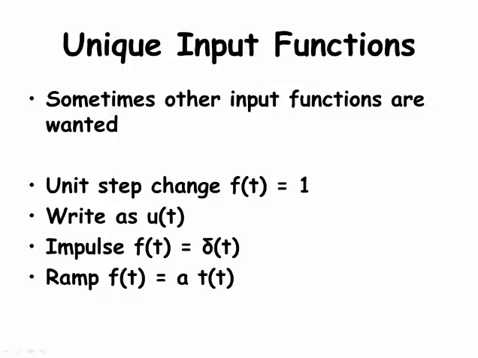Notation is important to be able to communicate the functions. We will use the term u of t to represent a unit step change. We will use delta of t to represent unit impulse functions. And we will use a times t of t to represent ramp functions, where a is the ramp slope.